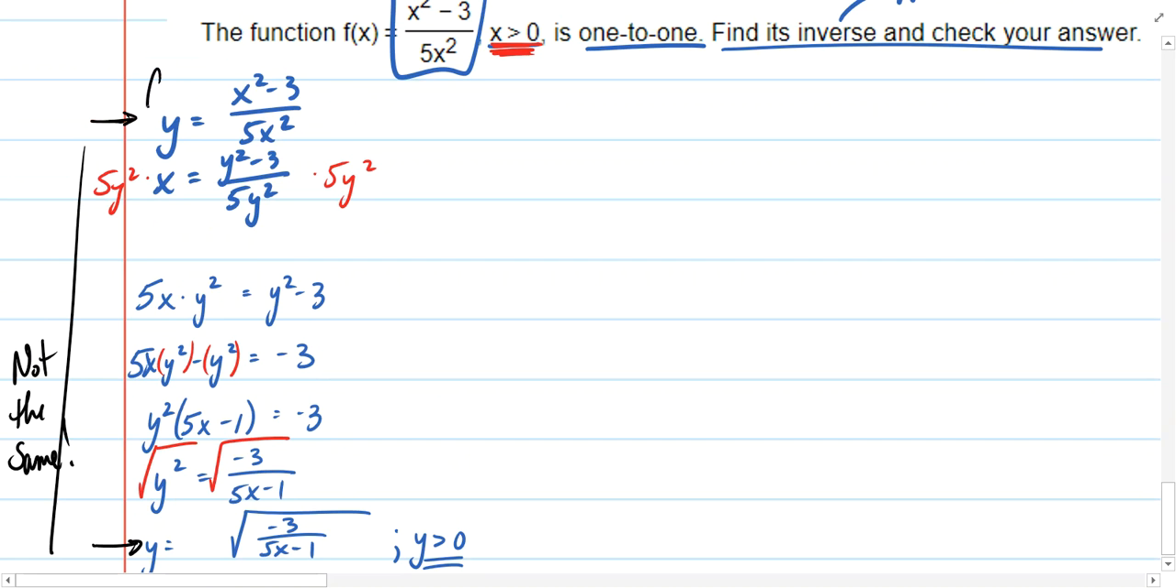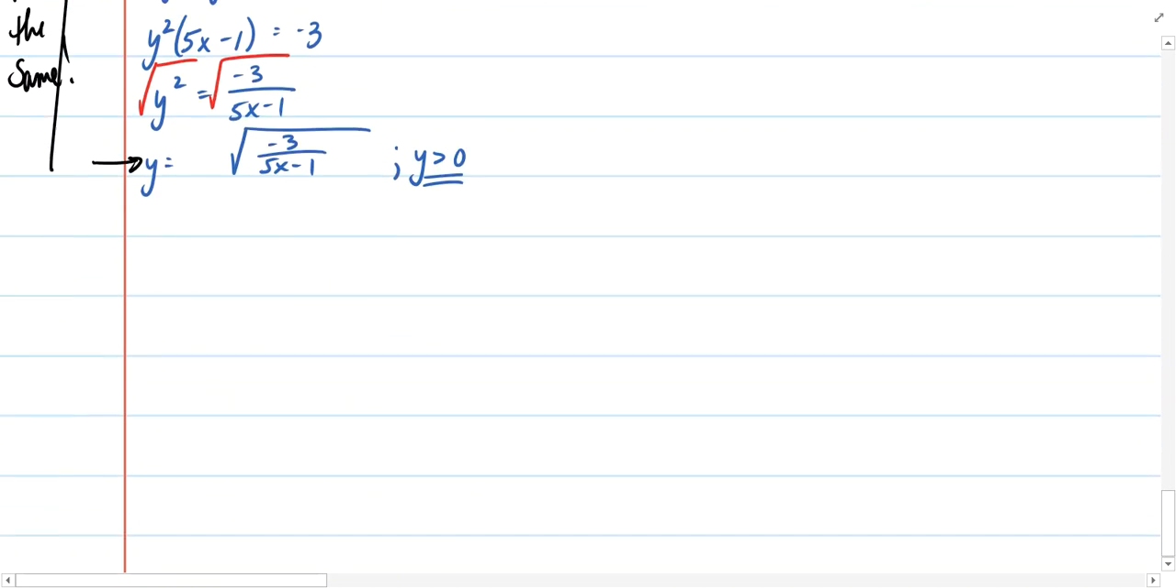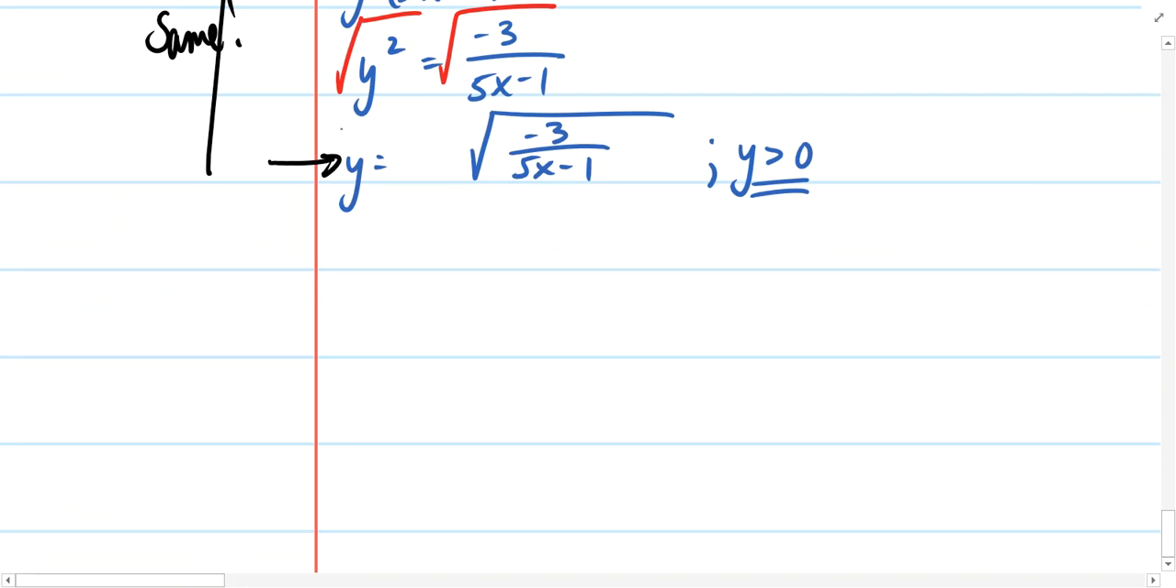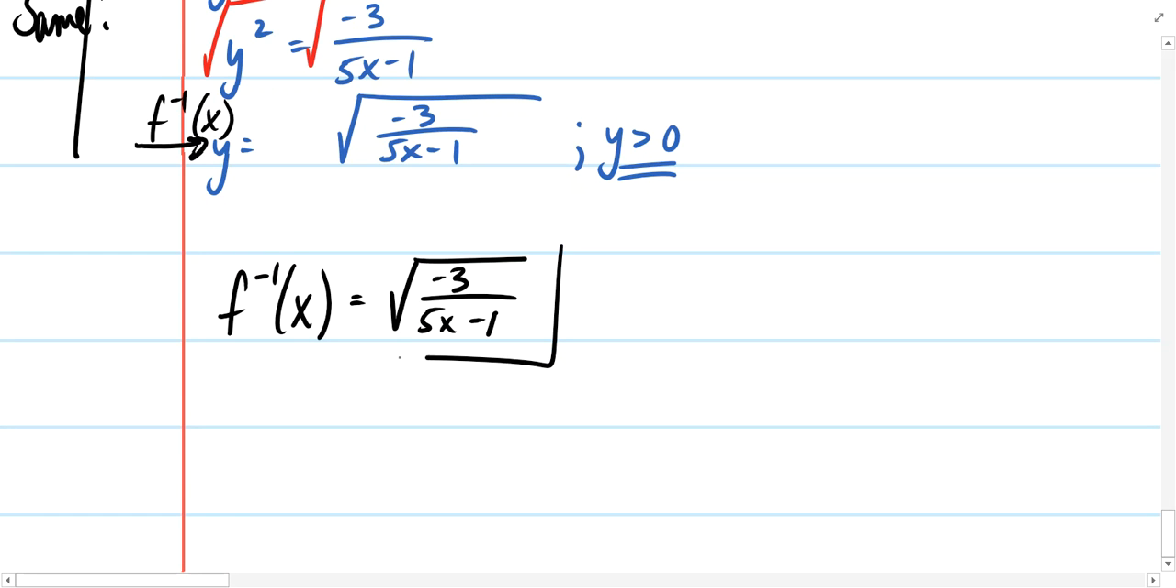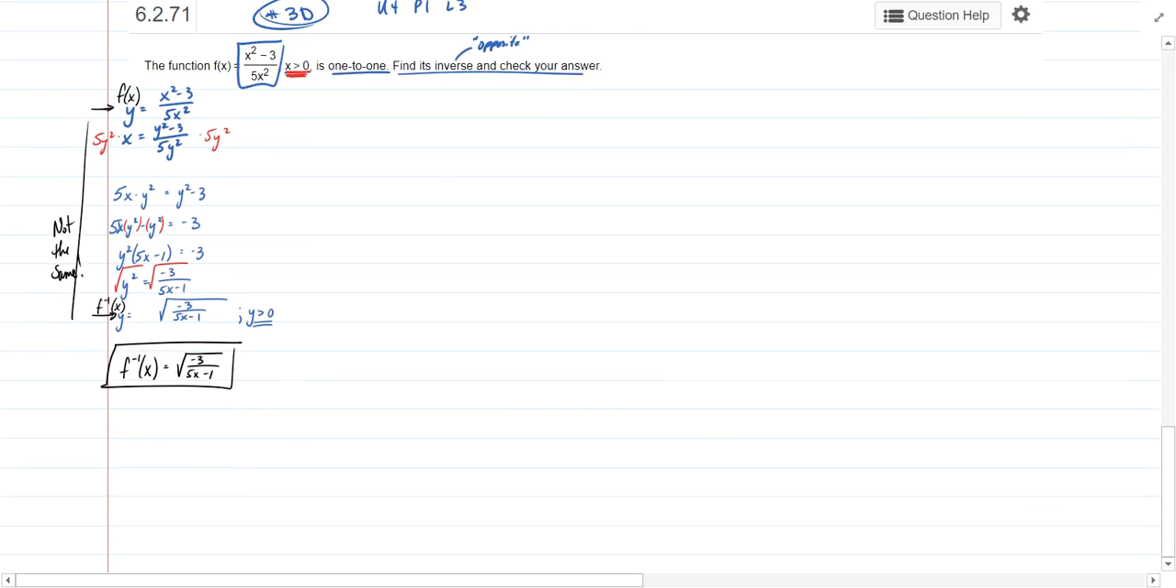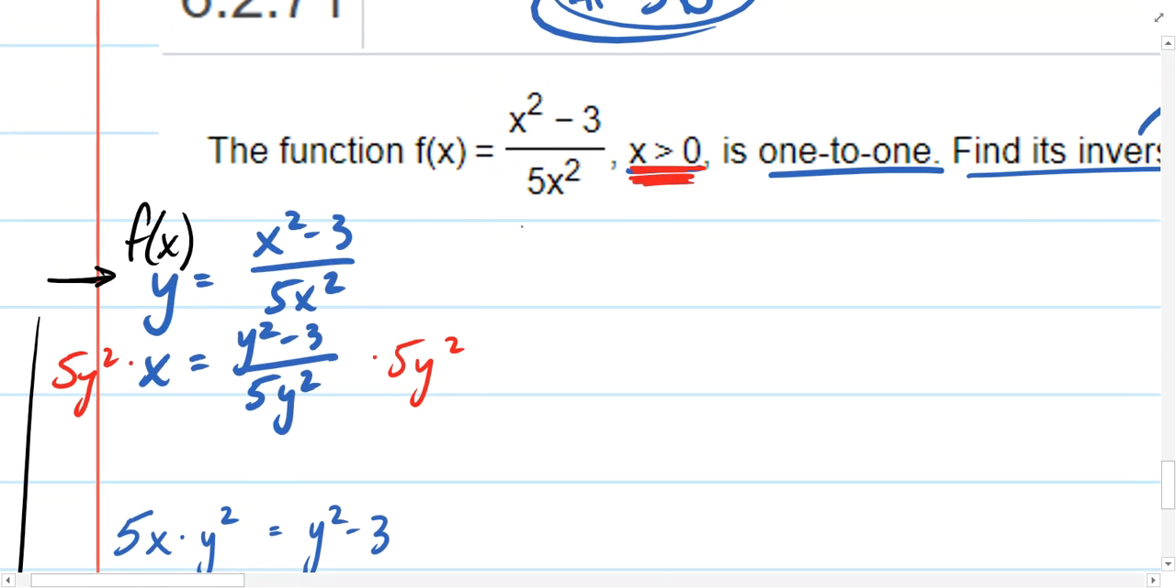This y value at the beginning represented f of x, whereas this y value at the end actually represents the inverse of f of x. And so by process of switching those components around, we've actually established the inverse function in terms of y. And so if I were reporting this answer at the end, I would say that f inverse of x, I should say, is equal to the square root of negative 3 over 5x minus 1. Whereas f of x was equal to this.